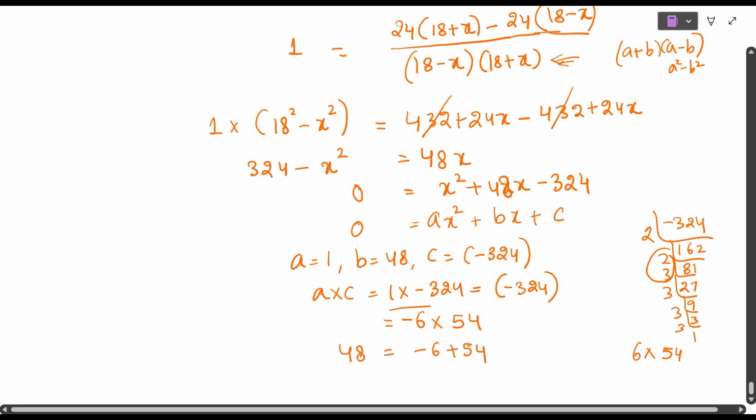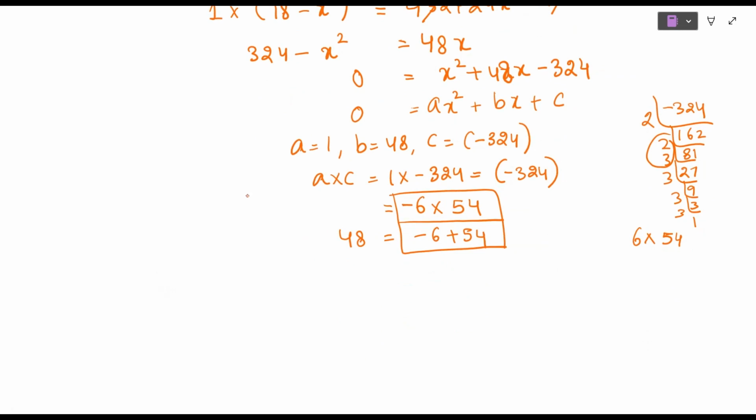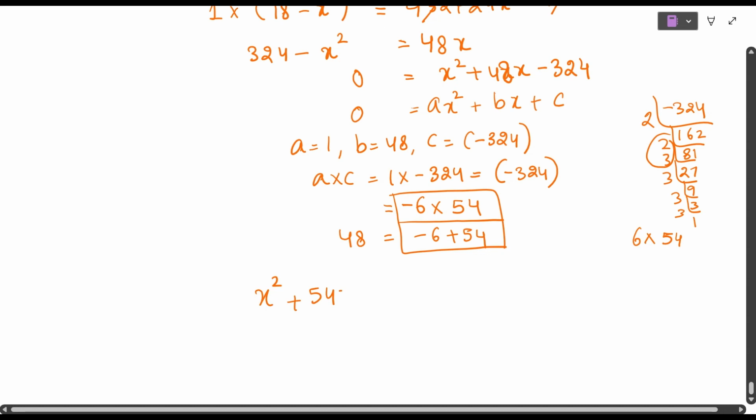So if you observe carefully, product and sum. Okay. So this is nothing but splitting the middle term. So x square plus 54x minus 6x minus 324 is equal to 0. So take out common things: x plus 54, very easy, students. Here one sign and one number, negative 6.